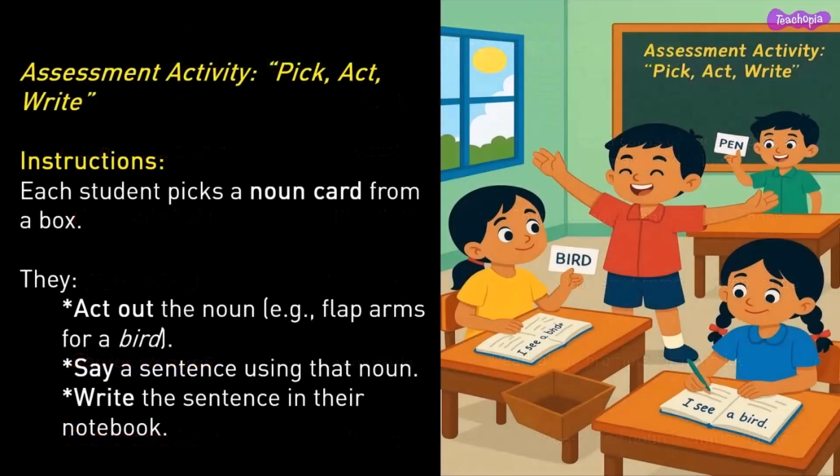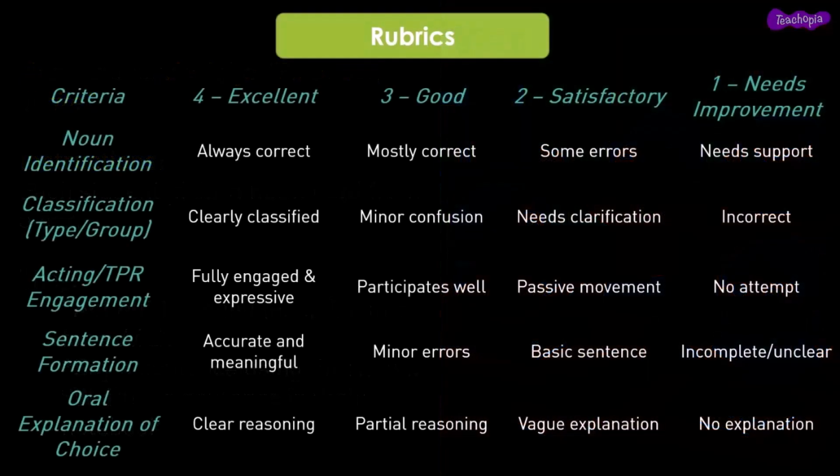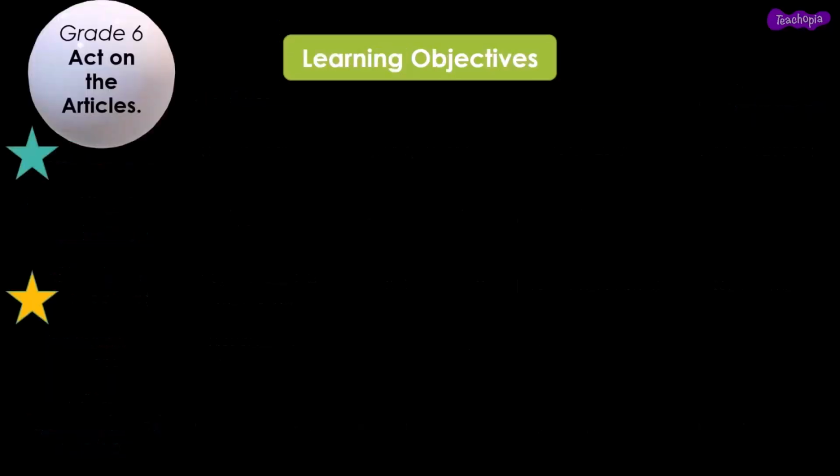The assessment activity for this particular grade is pick, act, write. Each student picks a noun card from a box. They act out the noun, for example, they flap their arms for a bird. They say a sentence using that noun and write the sentence in their notebook. The rubrics included are noun identification, classification, acting or the TPR engagement, sentence formation, and oral explanation of choice.